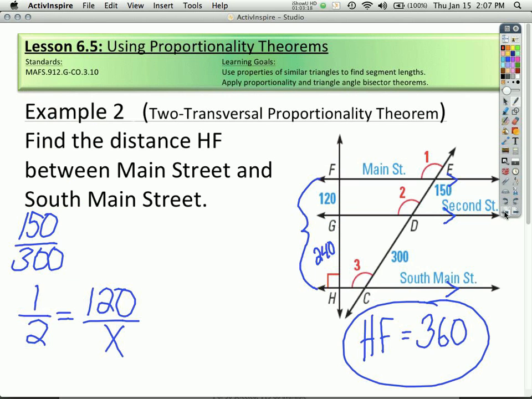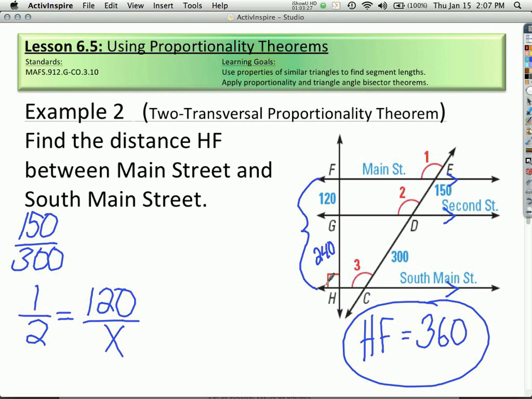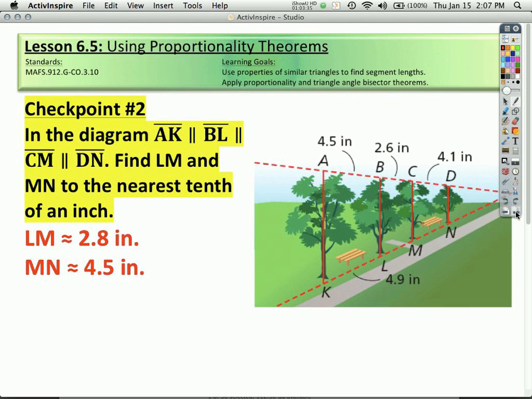Okay. What about in this one here? Did you figure it out here? And it works. So the whole distance to one of the shorter distances, to the whole distance to one of the shortest distances, will come out equal if the lines are parallel. Very interesting theory. All right. Any comments or questions on checkpoint number 2?